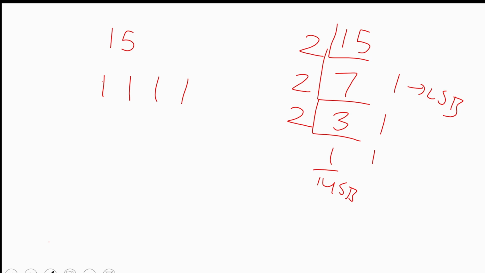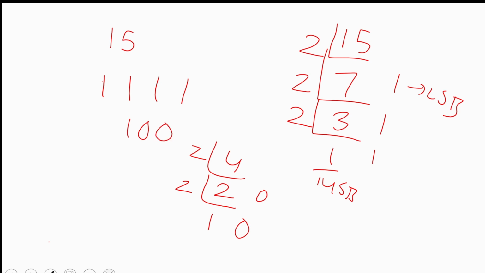Now 4. How do I need to consider 4? Just now we have discussed 4. You need to divide by 2. You will get the quotient as 2, remainder as 0. Again if you divide by 2, you will get the quotient as 1, remainder as 0. So it is 1, 0, 0. And this bit you need to consider as 0.